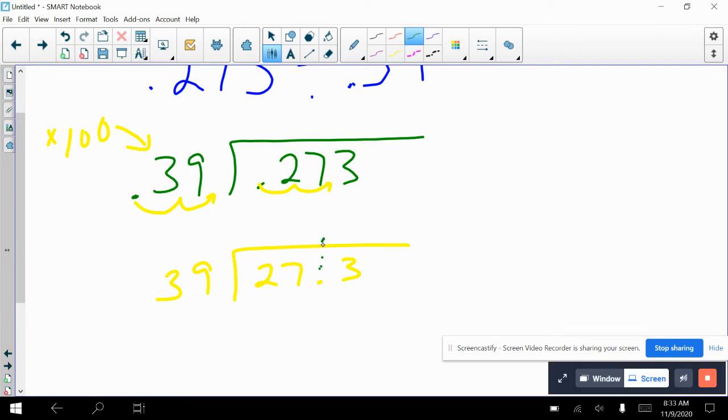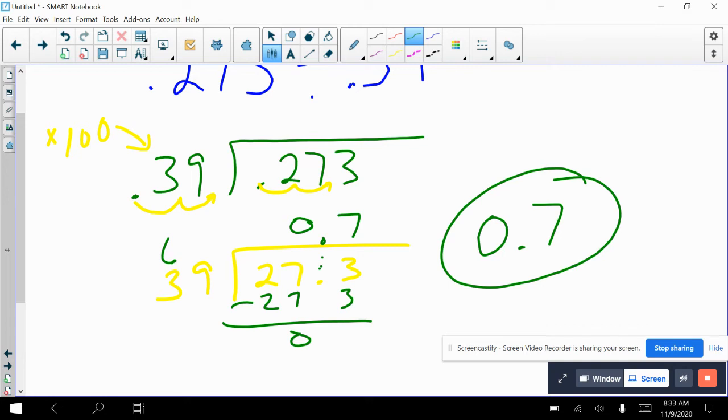Okay, bring the decimal up into the quotient, and now this is literally lesson 3-4. Dividing a decimal by a whole number. 39 goes into 27 0 times. 39 goes into 200. Let's try 7. That would be 63. Carry the 6. Voila, look at that. So our answer is 7/10.